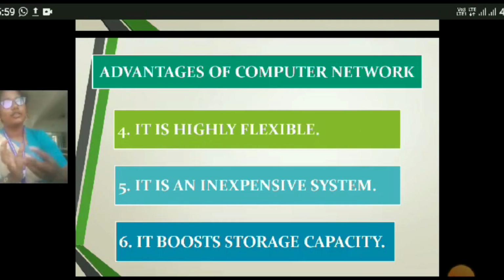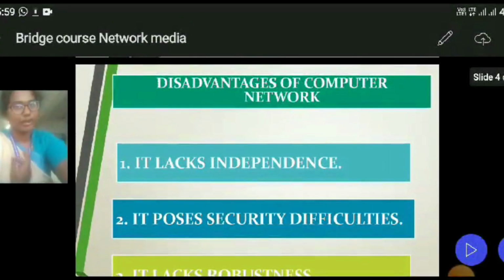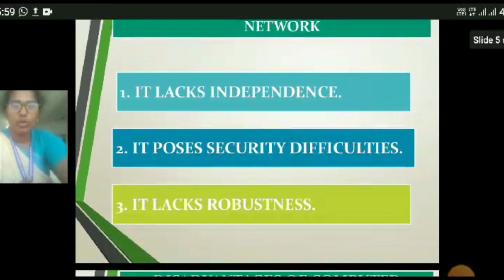While connected to the network, we don't need any cost to send files to other devices connected in the network, and it also boosts the storage capacity. It increases the storage capacity while connected in a network. Now we are going to discuss the disadvantages of computer networks. It lacks independence because it cannot take decisions on its own.